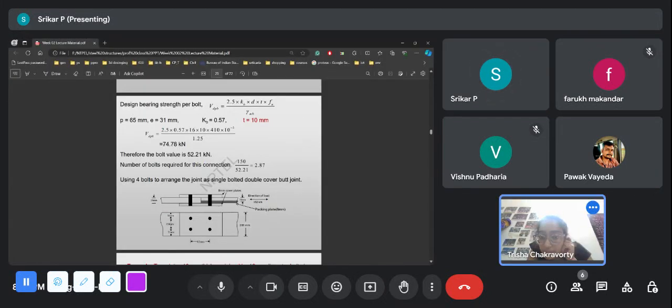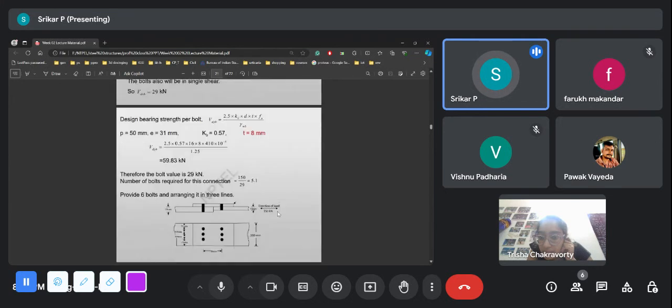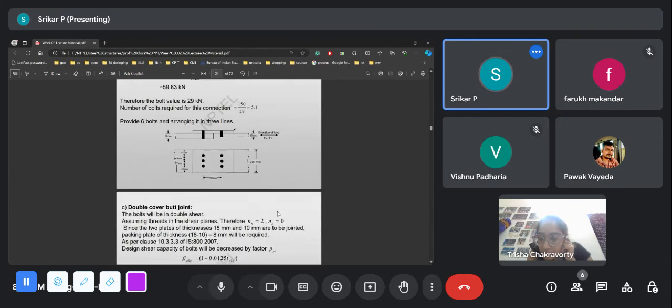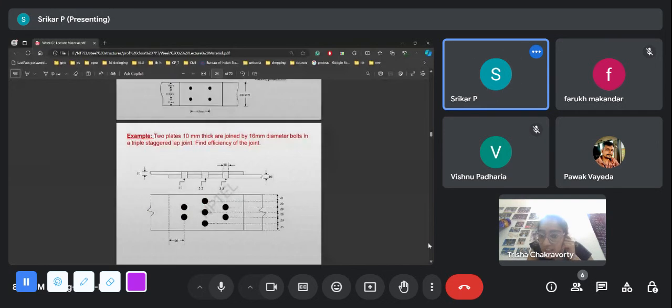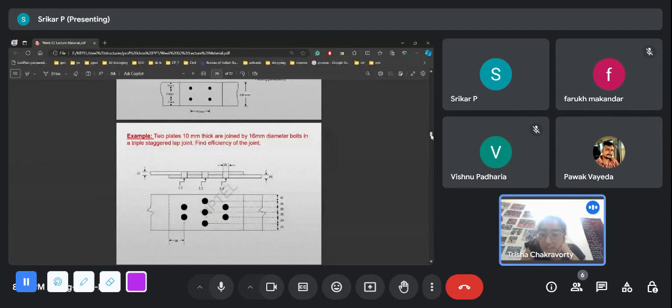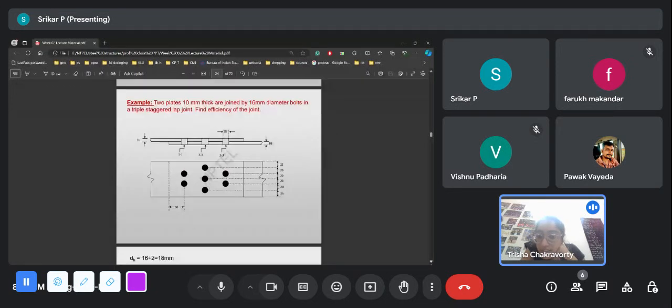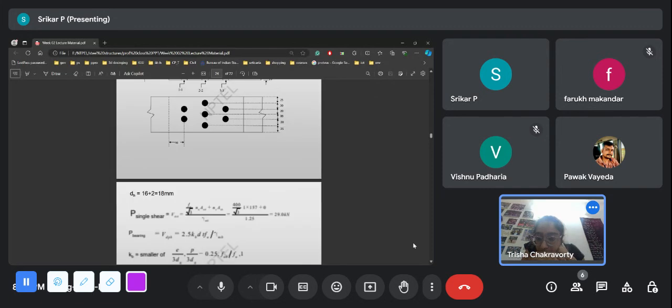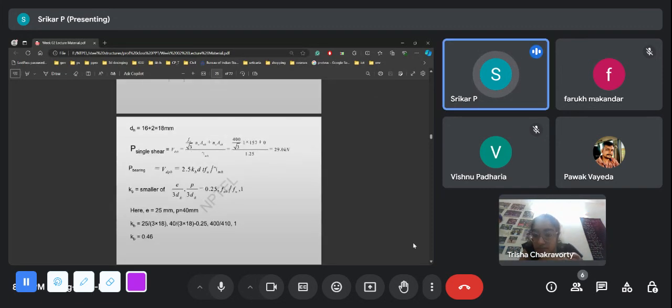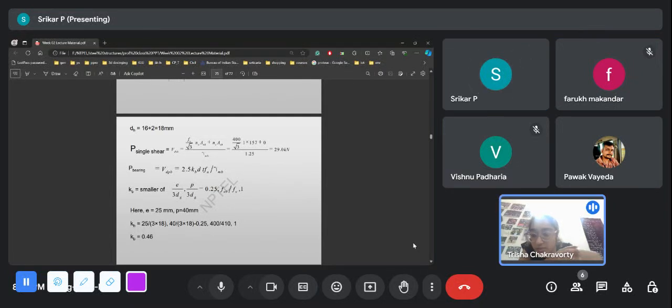Okay. In this particular question, two plates 10 mm thick are joined by 16 mm diameter bolts in a triple staggered lap joint. Find the efficiency of the joint. So can I go directly to the question, or will you just read the steps and all? No, first go to the question.